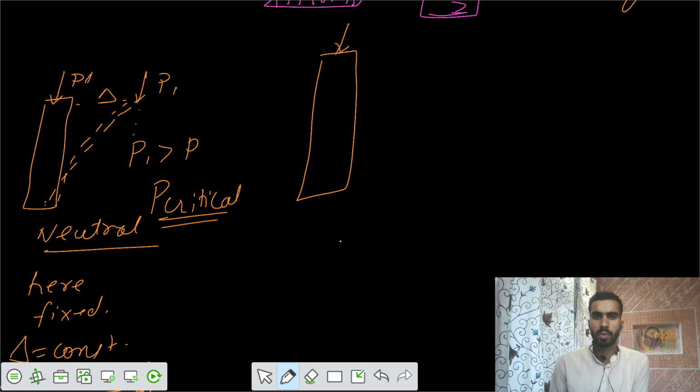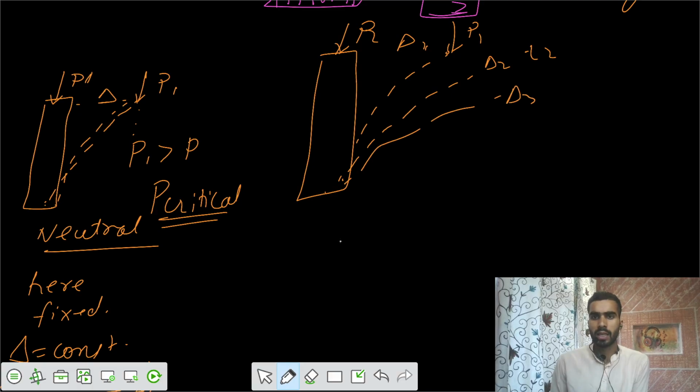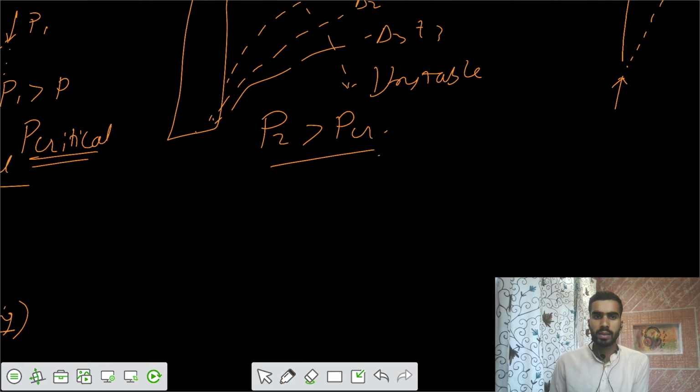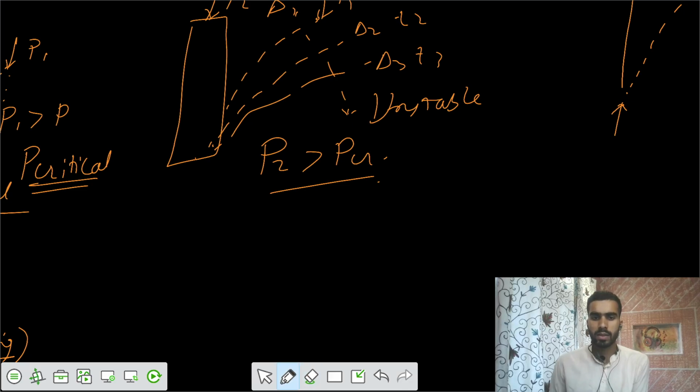And the third case is that you apply a load of P2. Let's say you applied a load of P2, and it reaches some delta 1 after time T1, delta 2 after time T2, delta 3 in time T3, and so on. So it's unstable. We say this is unstable because load P2 is greater than PCR. So it's an unstable equilibrium, and this is a failure.